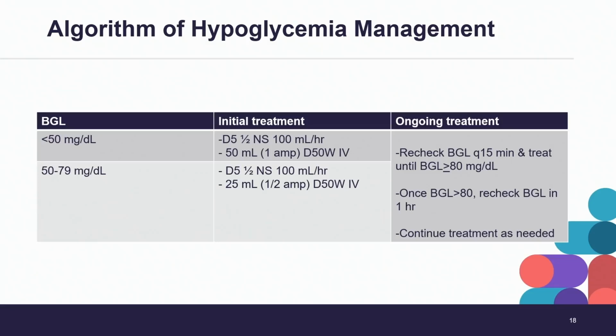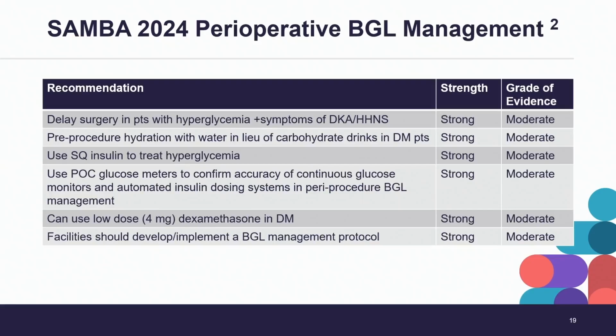So you have to check a little bit more frequently. Once you've achieved a blood glucose of 80, you can space out checks to 1 hour, and then continue treatment as necessary.